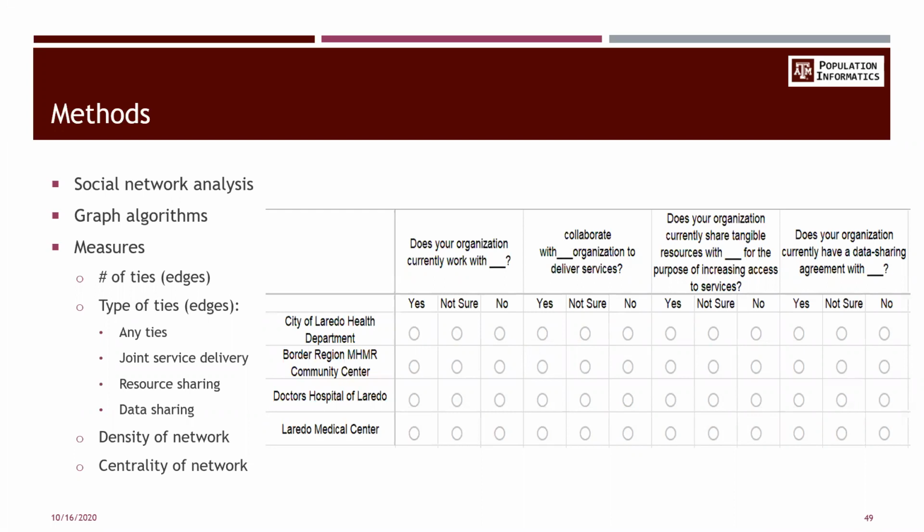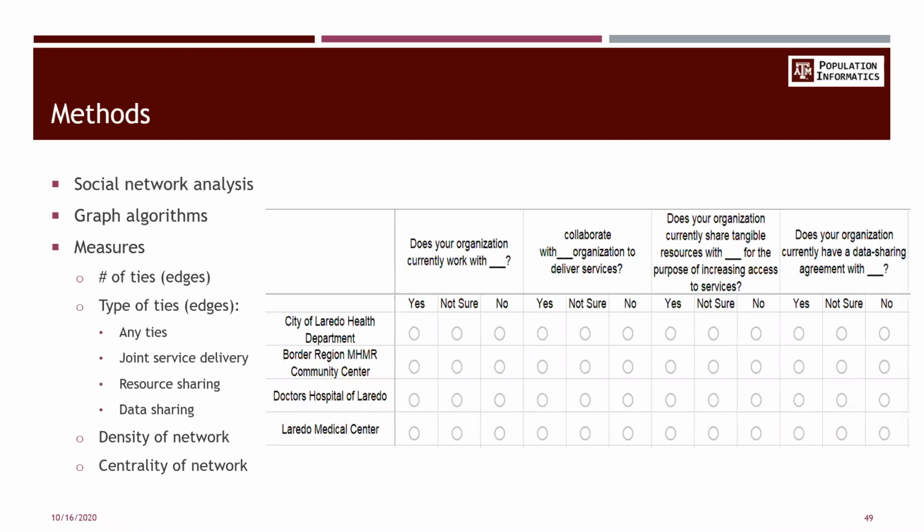In a more quantitative field, with graph algorithms, we all know how to count nodes and edges. At the end of the day, the measures you're looking at are the number of edges and the type of edges. In this case, we care: are there any collaborations around sharing data? Any collaborations around sharing resources, for example, using the same building? Or are you collaborating through joint service delivery, meaning we're providing a service and collaborating together to provide that service?